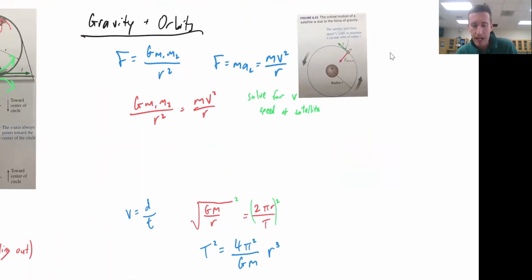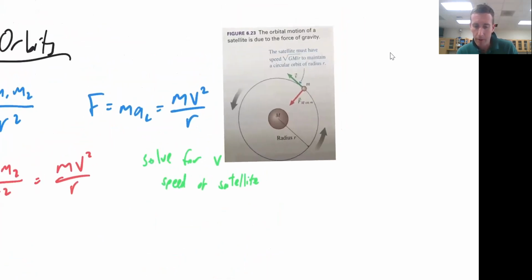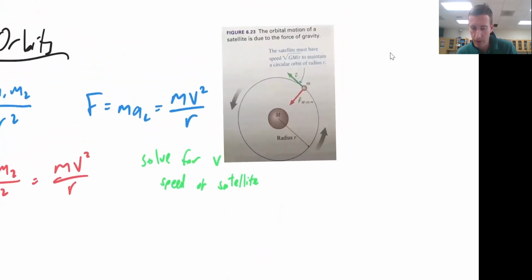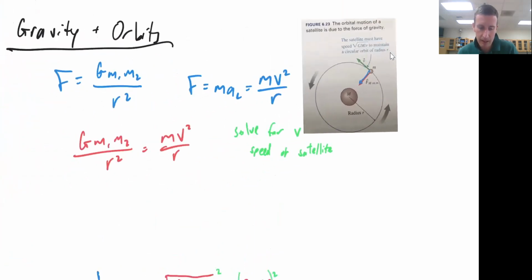And then I've got the force due to centripetal acceleration, which is force equals mass times centripetal acceleration, which equals mass v squared over r. And that's just showing that the orbital motion is due to the force of gravity. Okay? So let's kind of prove that.